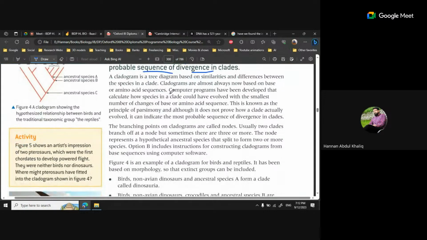So, basically, in modern times, cladograms are made by the computer. What do we add in the computer? We add the amount of differences in nucleotide sequences, amino acid sequences, and base sequences, like we discussed in proteomics and genomics, and then we determine how much difference there would be. So actually, it is the computer that creates a cladogram.